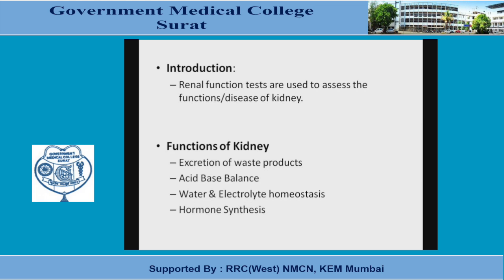What is the normal function of the kidney? First, excretion of the waste product. The major function of the kidney is excretion of waste products like urea, uric acid, creatinine and other waste metabolites. Second, maintenance of the acid-base balance. The kidney has a major role in the maintenance of the acid-base balance. Third, maintenance of the water and electrolytes.